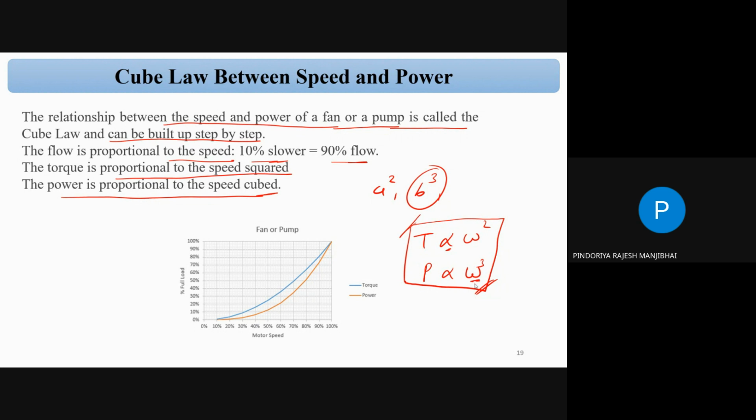Okay. In the last class you skipped that. The correct one is that torque is directly proportional to the square of the speed and power is directly proportional to the cube of the speed, correct? Yes.